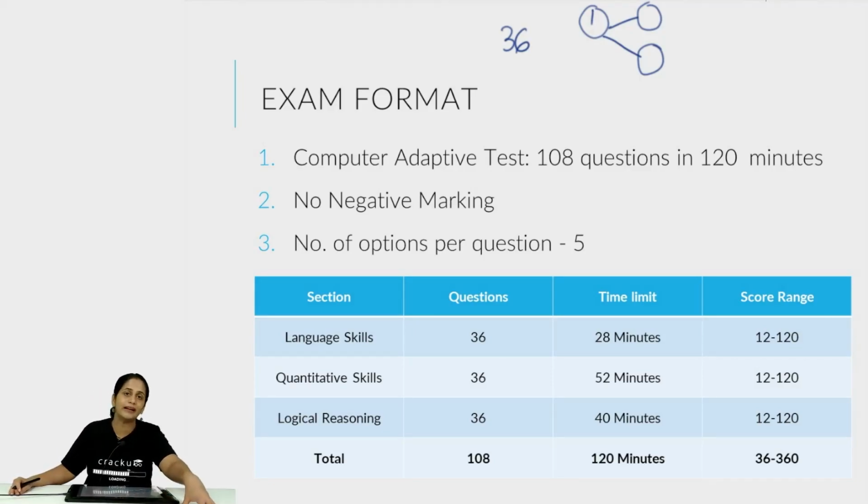There is no other penalty otherwise. Okay, and the number of options per question is 5. So this is what you have to remember about the test. Whatever question you get, you will get one question, a 5 option question, and if you get it correctly, you get positive marks.